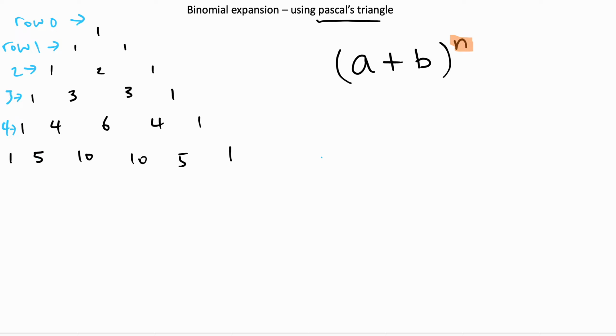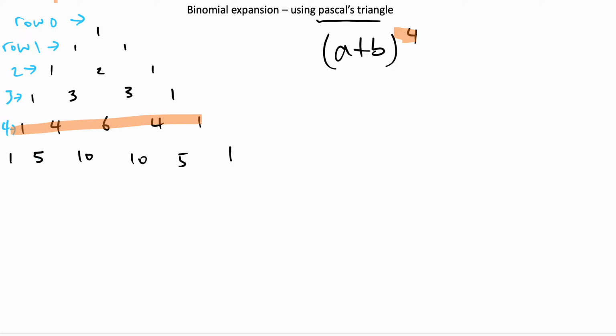Now this nth power, the power that's after the brackets, tells you which row to use. So for example, if the expression was a plus b to the power of 4, we'd use the 4th row of binomials. Then how exactly do we use this to solve our expression? Well, let's try to solve it. a plus b to the power of 4. We know it's 4, so we're going to be using the 4th row of binomials. And the fourth row of binomials is 1, 4, 6, 4, 1.